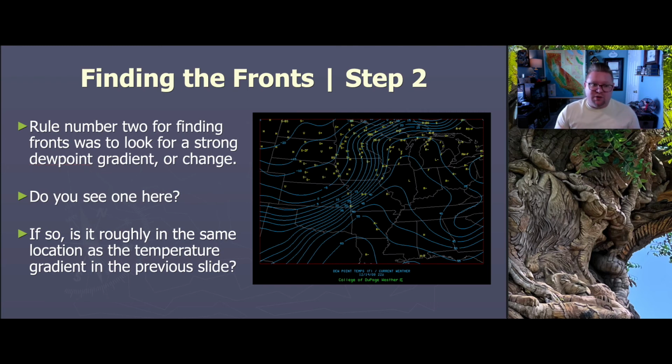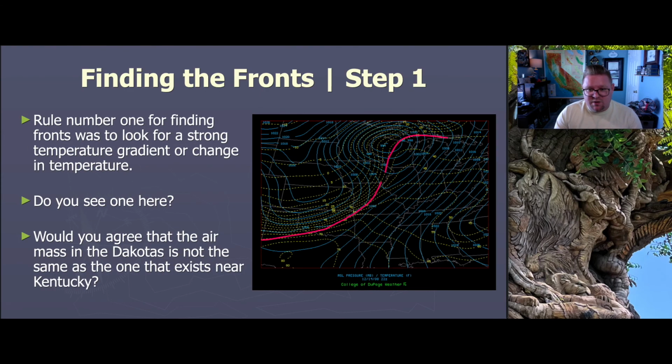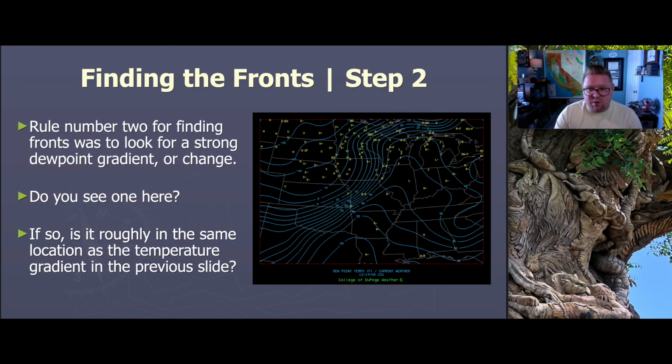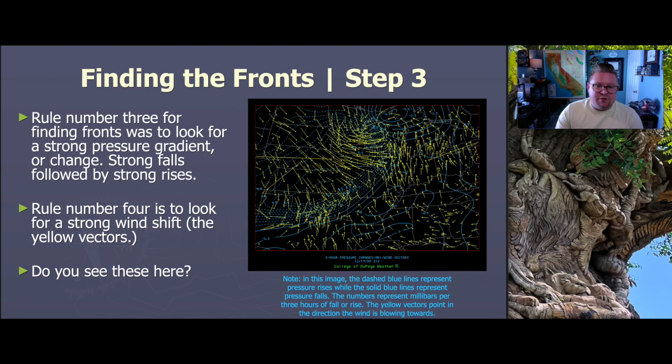is a great tool: look for the dew point gradient or change. Do we again see one here? And if so, is it roughly the same location as the temperature gradient on the previous slide? Well, again, I can see that these lines here are looking at dew point, and I can see that there are patterns. If I just flash back and forth, do we see that it's kind of similar as to where they are? I would say absolutely, I can certainly see that there are similarities between those two.